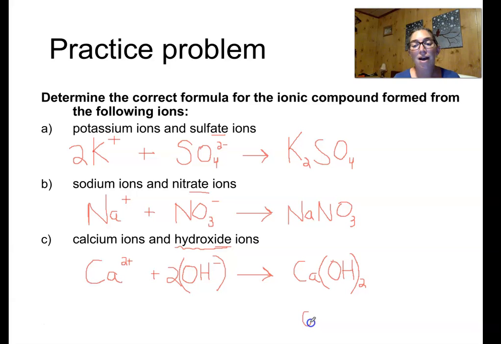It would not be correct to do something like this: CaO2H2. That would not be correct because then you're saying you have 2 oxygens and 2 hydrogens, and they could be, you know, willy-nilly around that calcium. So when you have multiple polyatomic ions, or you need to put a subscript on a polyatomic ion, you have to put it in parentheses.